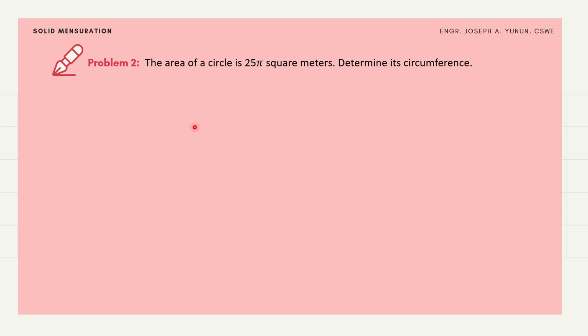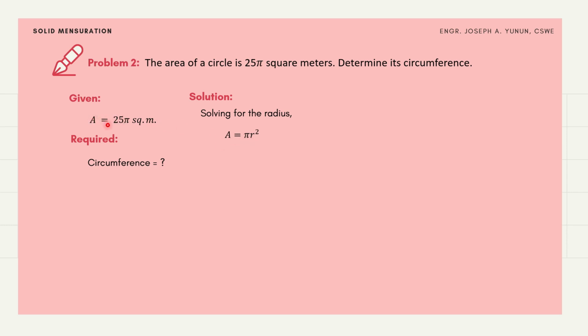So next, problem number 2. The area of a circle is 25 pi square meters. Determine its circumference. So based on the problem, the given is the area, which is 25 pi square meters. And the required or unknown is its circumference. Okay, so for the possible solution, we'll be using the given, which is the area, solving for the radius using the area formula, pi r squared.